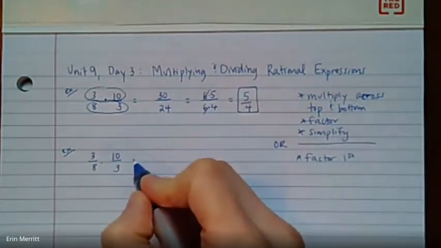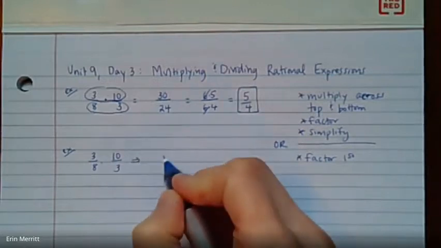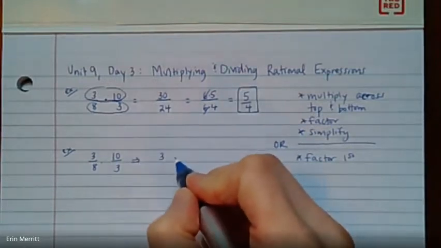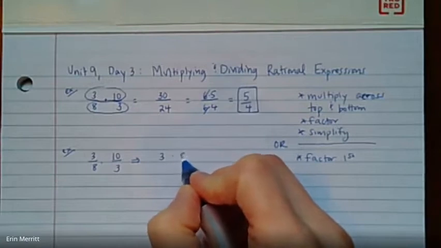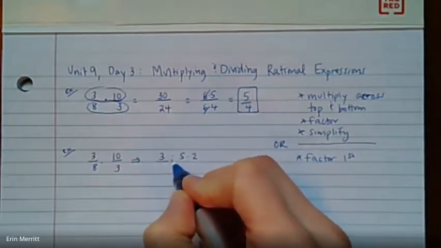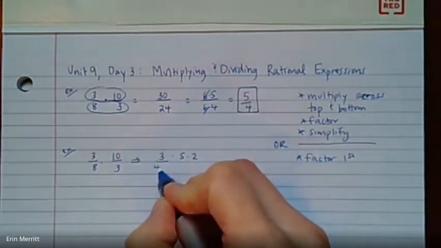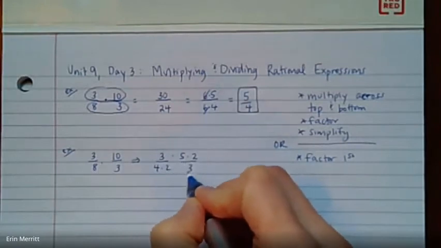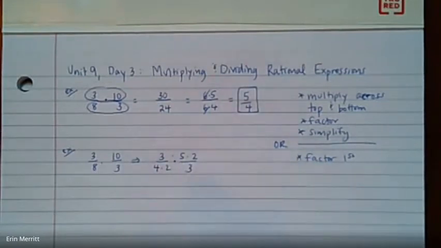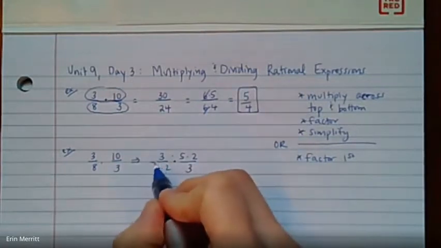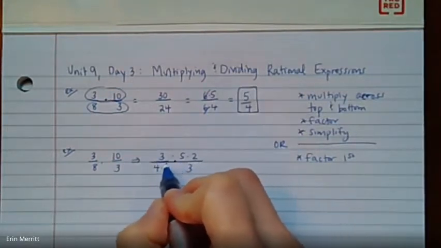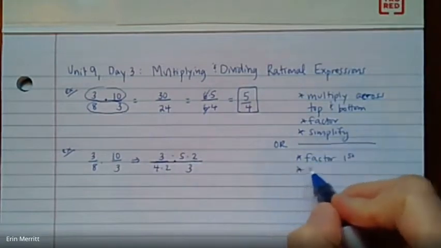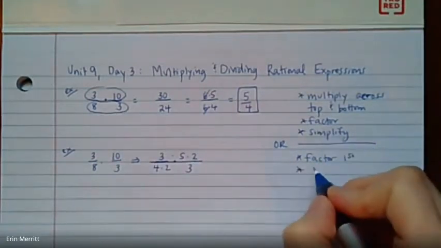And so if I take this and factor it first, 3 is already factored. I can factor 10 into 5 times 2. 8 factors into 4 times 2. And then I have the 3 here. And then what I can do is treat it like it's one big fraction. So one big old fraction here, right? And then what we would do is simplify anything from top to bottom.